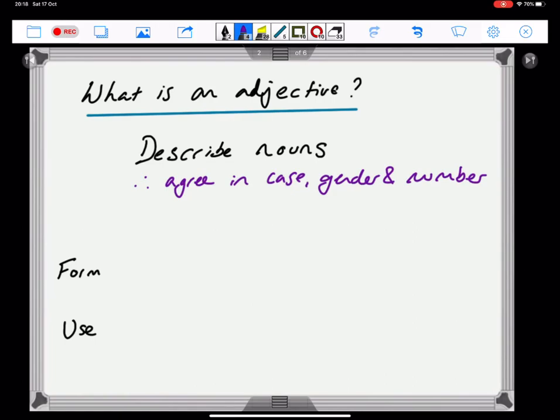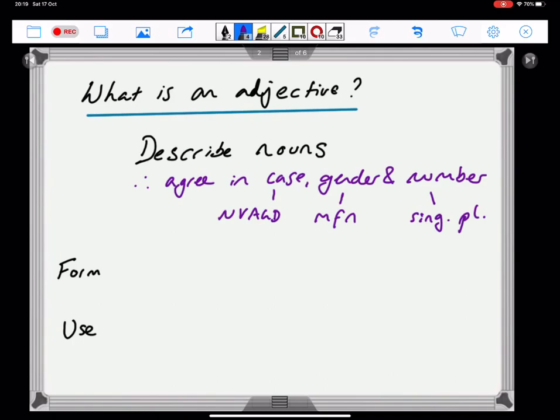You know that Greek has got 5 cases: nominative, vocative, accusative, genitive, dative. You know it's got 3 genders: masculine, feminine, neuter. And you know it's got 2 main numbers, singular and plural. So you're going to be able to describe your adjectives in these terms.